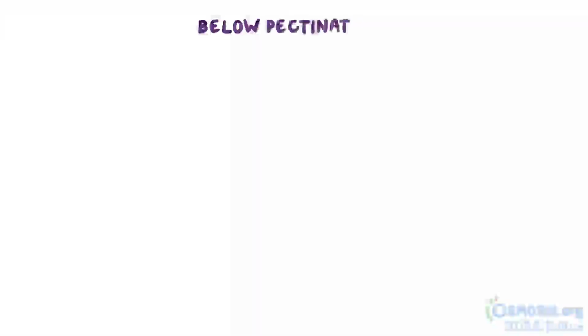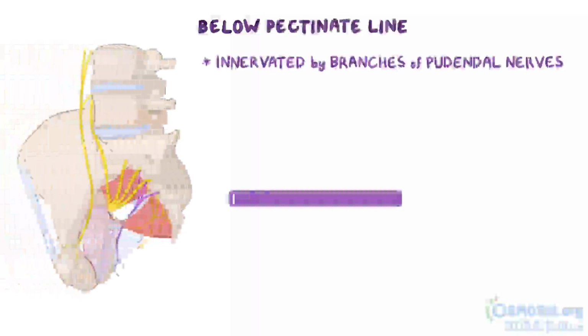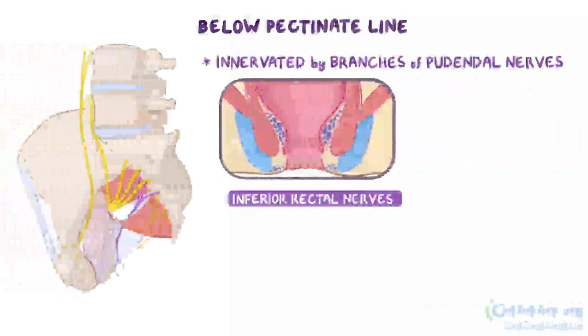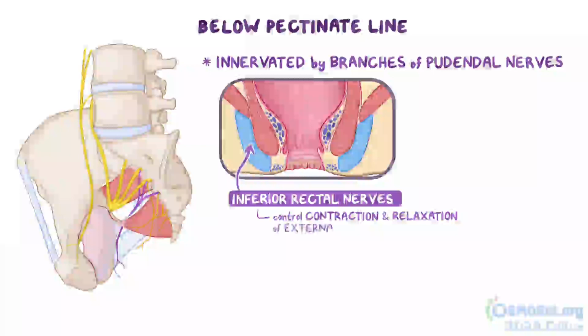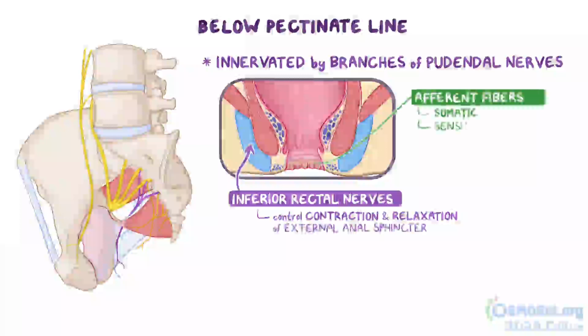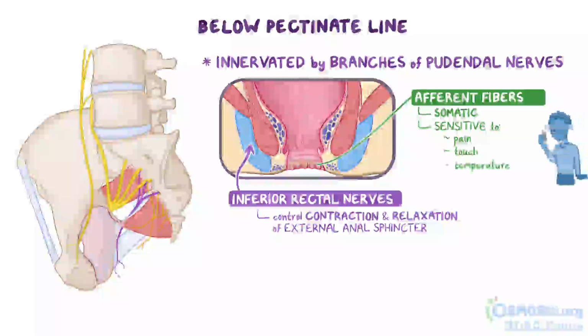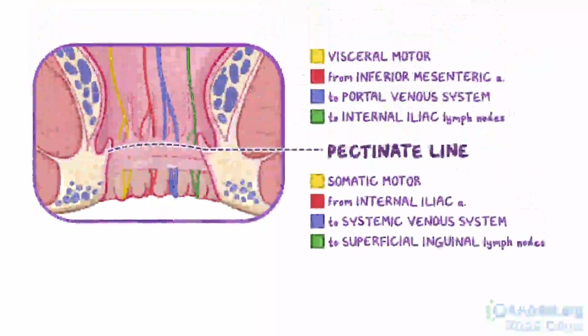The lower part of the anal canal is innervated by branches from the pudendal nerves, the inferior rectal nerves. These nerves control the contraction and relaxation of the external anal sphincter. Finally, the afferent fibers from the lower part of the anal canal are somatic, making the lower part sensitive to pain, touch, and temperature. To help you remember the differences above and below the pectinate line, everything above gets VIP access.